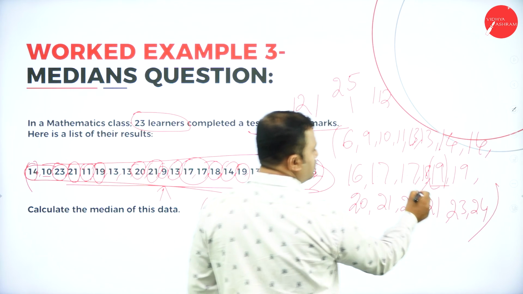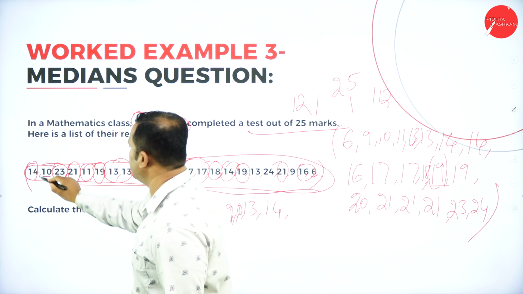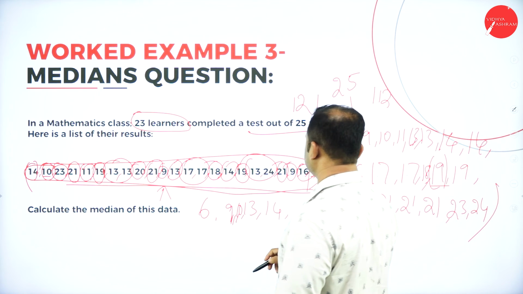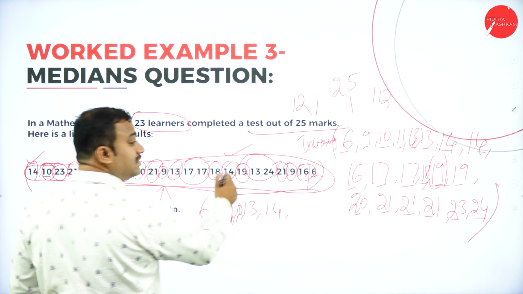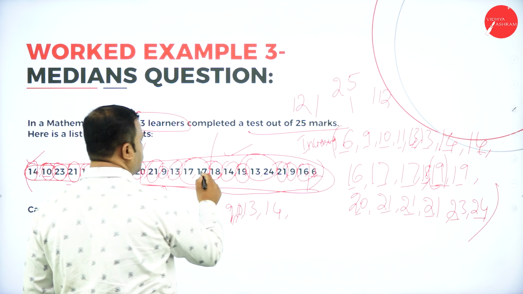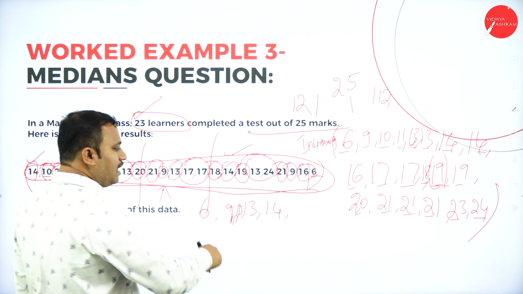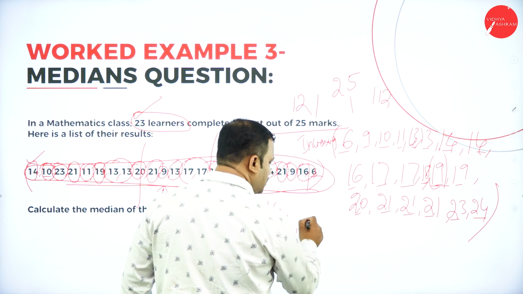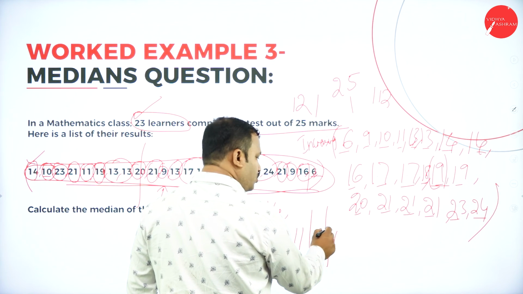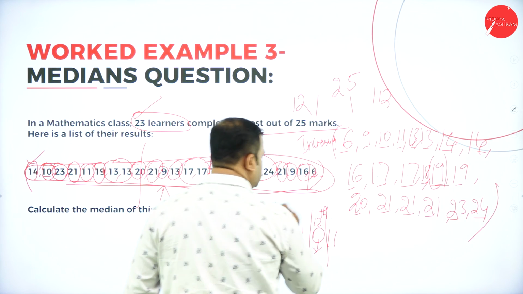So totally 23 items are there. If I arrange them in increasing order and take the left part and the right part, which is the middle element? We have 11 elements towards the left and 11 elements towards the right. That is 11 plus 11, that is 22. The middle element is the 12th item, and that is the median.